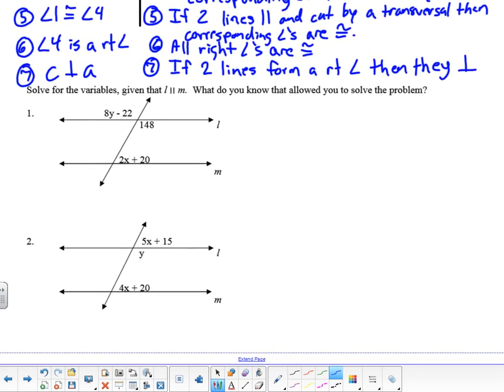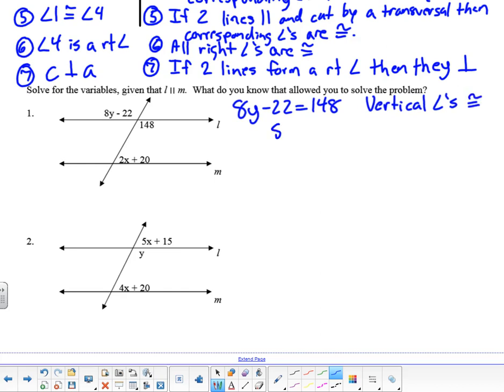All right, let's do a little more practice here with solving for things and identifying angle pairs. Okay, so what do we know that allowed you to solve this problem? Well, the first thing that I would do here is 8y minus 22 equals 148. Those are vertical angles, and of course they're congruent.